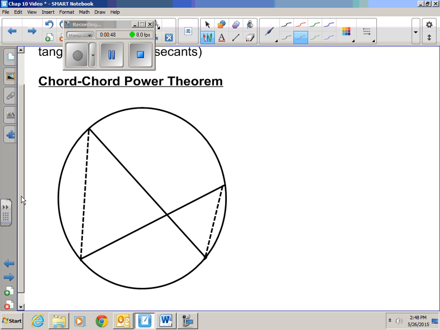That says if I have two chords, one in red and one in blue, if I chop these chords up, like for example in blue, I'm going to call this piece A, and this piece B. And in red now, I'm going to call this piece C, and this lower piece D. The chord power theorem says that A times B is equal to C times D. That is the chord power theorem.